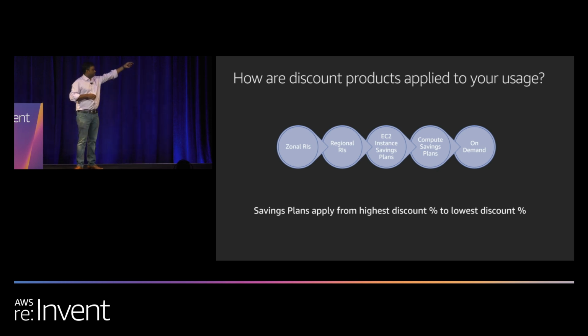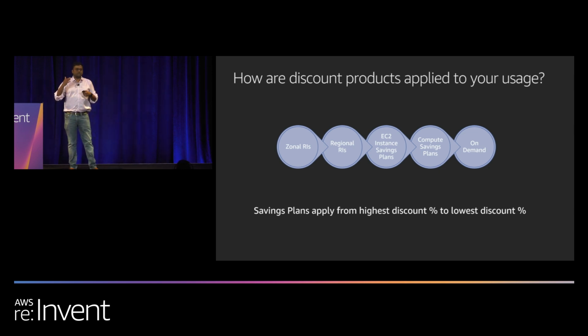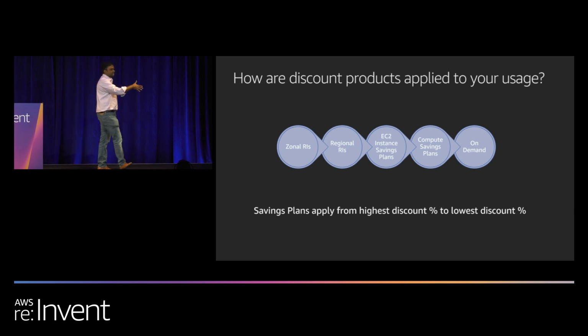Since we talked about EC2 instance savings plans, let's say you buy an EC2 instance savings plan for M5 in Northern Virginia. You're running M5.XL on Linux and M5.XL on Windows. Let's say the M5.XL running on Linux offers you 50% savings, and the M5.XL running on Windows offers you 40% savings.